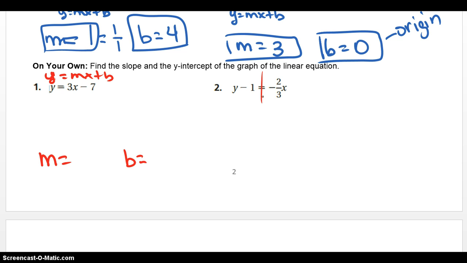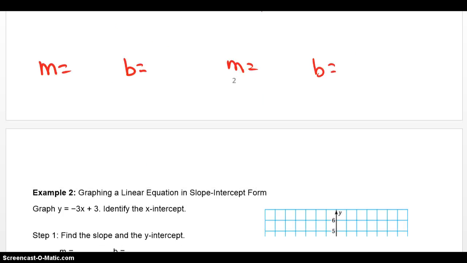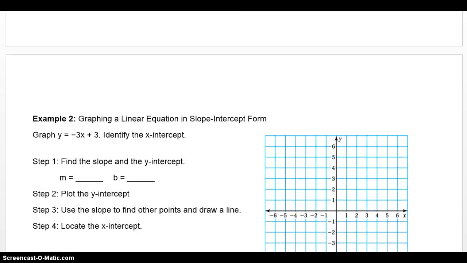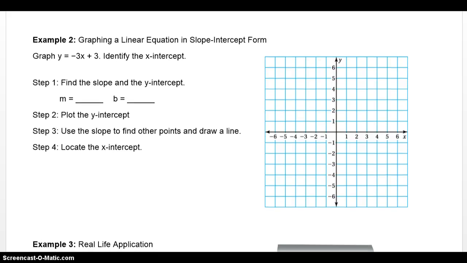Does this one say y equals? Nope, so be careful, put it in y equals mx plus b form first. Underneath here, write m equals, b equals. Okay, let's pause that and do those two problems. And then let's move on to the next part, example 2.